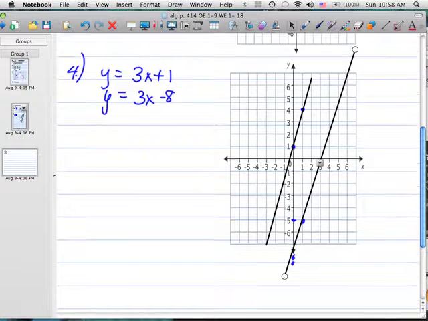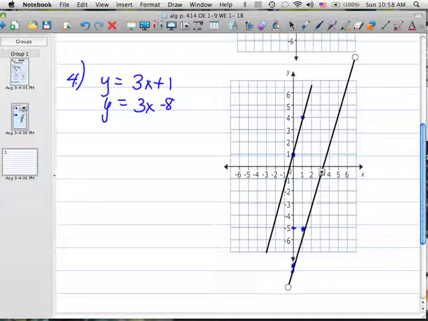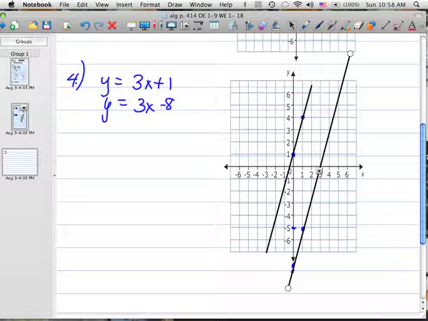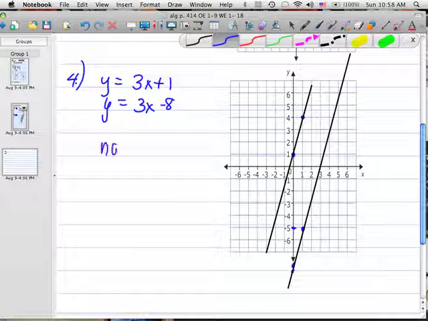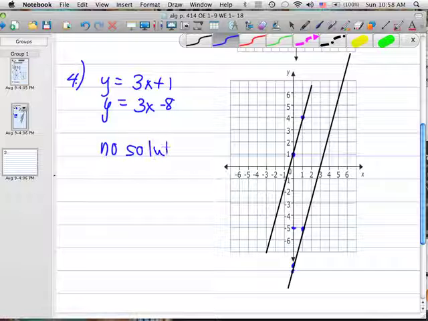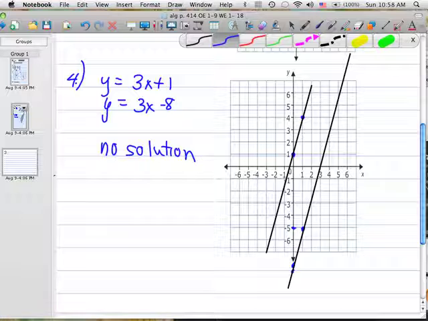And you can see, well, maybe we can't move this thing over. The lines are parallel. So the solution is no solution. They share nothing. Problem number 6.